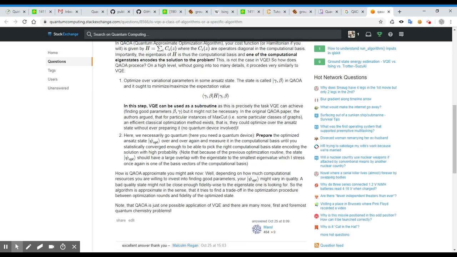Okay, so QAOA is designed to approach combinatorial problems. VQE is more generic in the sense that you can use it for things like we just did with the Ising model, but QAOA is specifically designed for combinatorial problems.